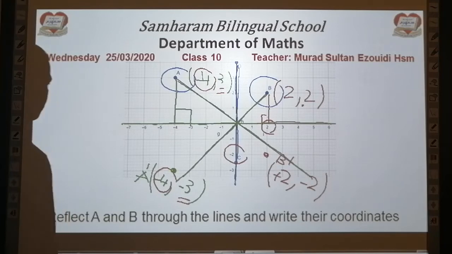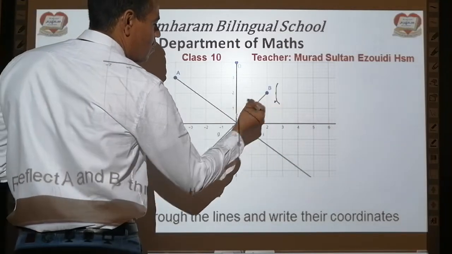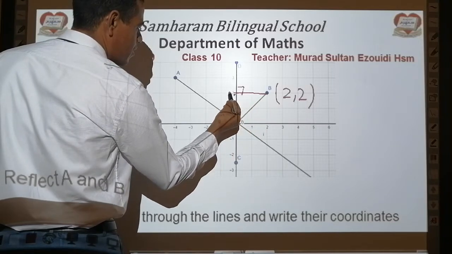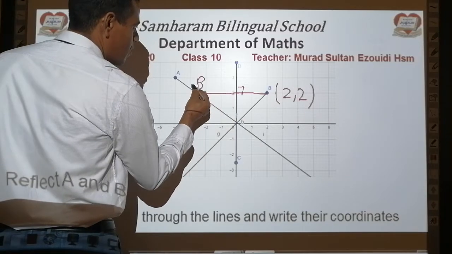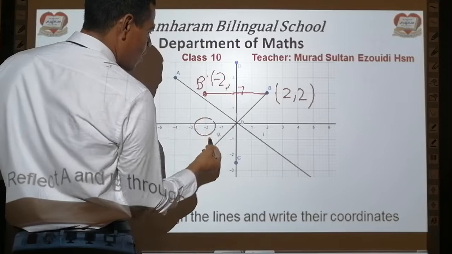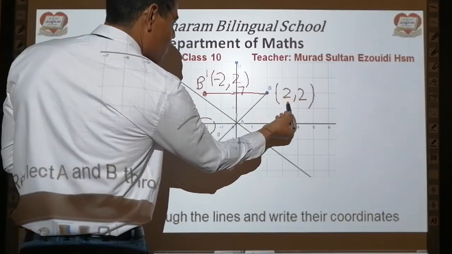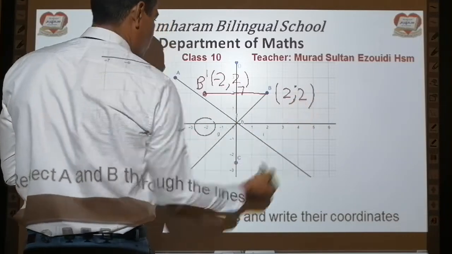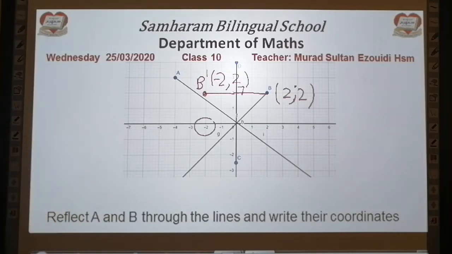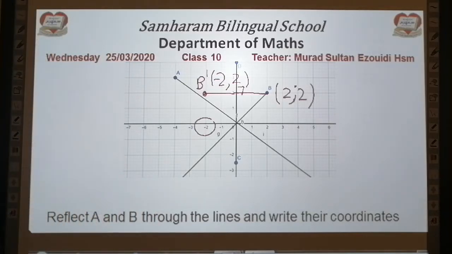Now my kids, we move to the next one. Clear all. Now we will reflect B, which is 2, 2, in the y-axis. I will move it 2 units, this is 90 degrees, my kids. The point B prime has the coordinates: x is negative 2 and the y is the same. If you reflect a shape in the y-axis, the x-coordinate changes to negative 2, but you keep the same y-coordinate. The same for A. Now the question is: reflect A and B through the lines and write their coordinates.